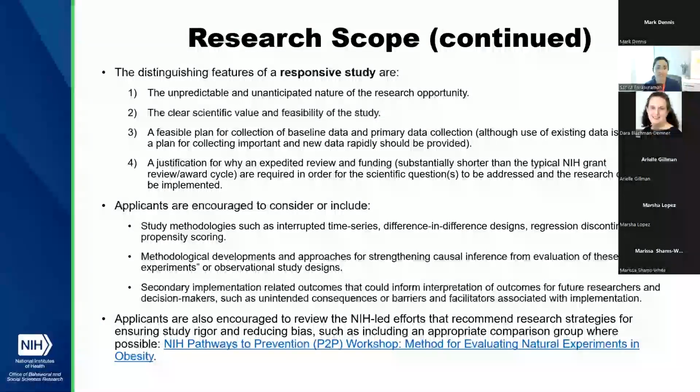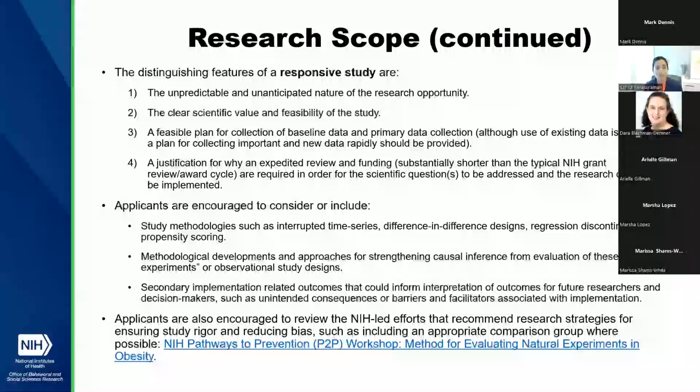So applicants are encouraged to consider or include a number of things. Study methodologies such as interrupted time series, difference in difference designs, regression discontinuity, or propensity scoring. Methodological developments and approaches for strengthening causal inference from evaluation of these quote unquote natural experiments or observational study designs. And then secondary implementation related outcomes that could inform interpretation of outcomes for future researchers and decision makers, such as unintended consequences or barriers and facilitators associated with implementation.